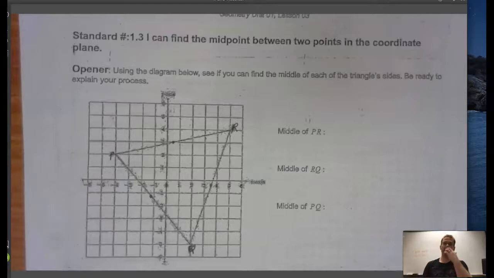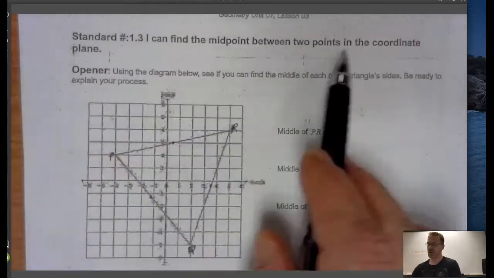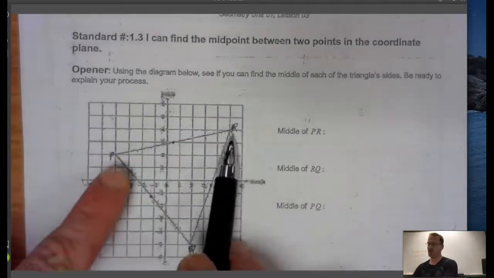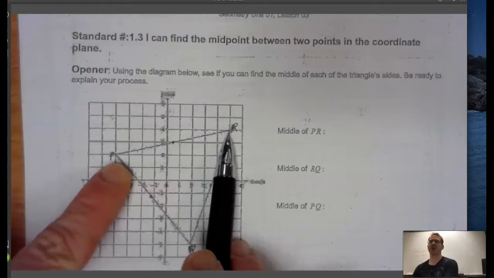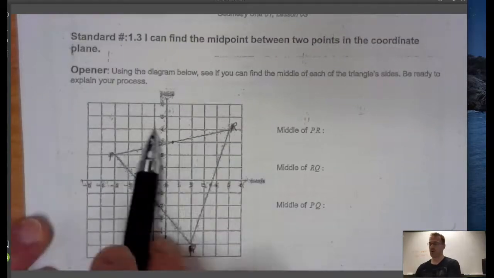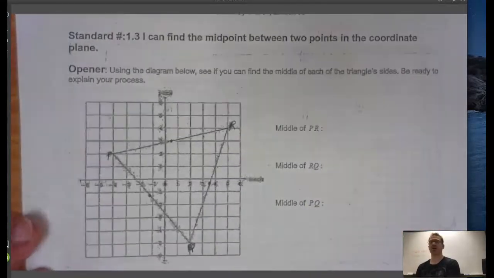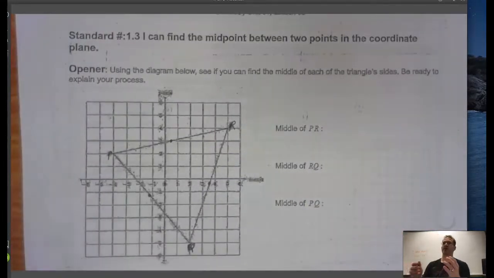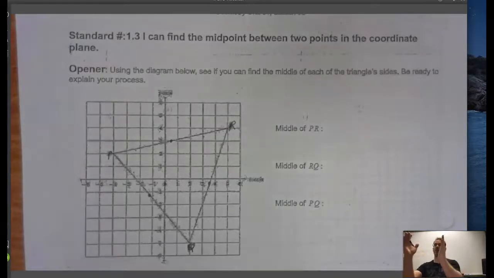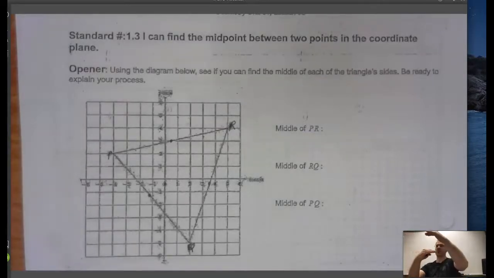Now, what we're going to talk about today is that when we look at the midpoint between 2 points, if you look at our scene here, I can find the midpoint between 2 points in the coordinate plane, and that's really what we're doing here. Now, what we have to think about is in the coordinate plane, we have two directions. We have the horizontal direction, which is in terms of x, and then we have the vertical direction, in terms of y. And so if we want to find the midpoint, what we really want to do is find the middle of the x direction, the horizontal distance, and find the middle of the y direction.